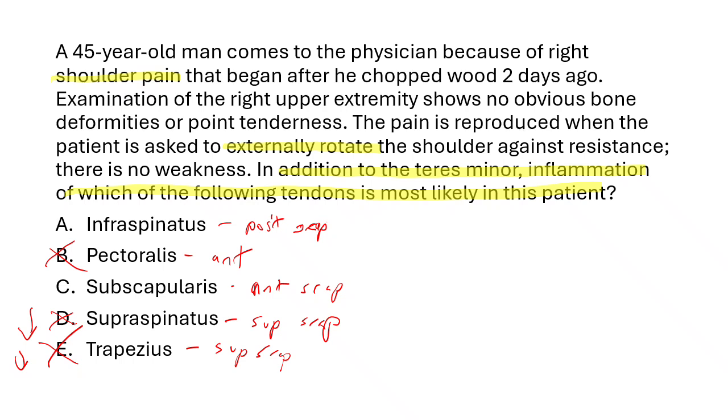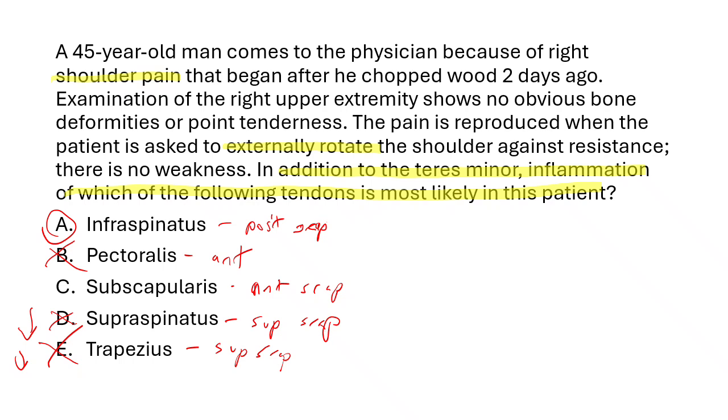And so that leaves us with infraspinatus and subscapularis. Now, both of these are on the posterior aspect of the chest wall, but one of them is more posterior, one of them is a little more anterior. So if I had to guess between these two, which is most likely to externally rotate, I would probably guess it's going to be the muscle that's most posterior, that when it shortens is going to pull that shoulder into external rotation, and that would be the infraspinatus. Subscapularis, being on the anterior side, maybe it could do it, but if I had to pick between the two, I would go with A, and that's the correct answer on this one.